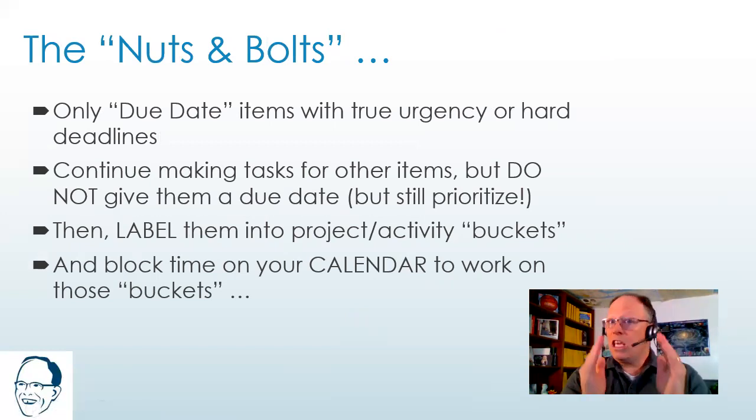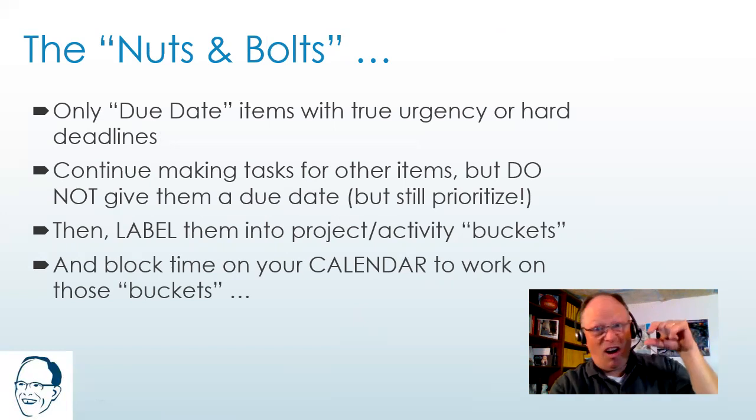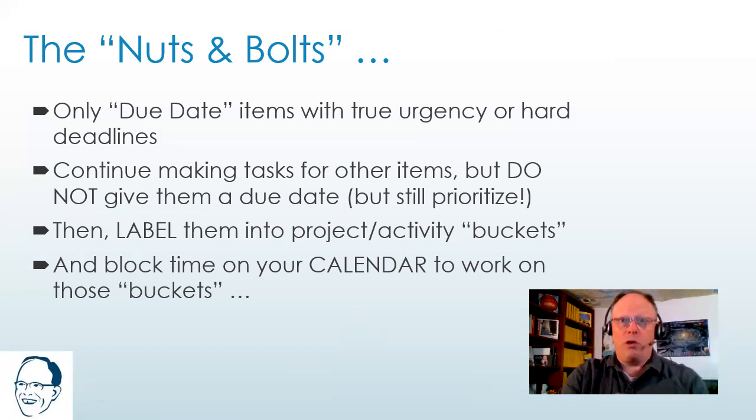First, only give due dates to items on your task list that actually have hard deadlines and true urgency. What? Stop using due dates as much? Just hear me out. You can still make your other items into tasks in both Outlook and Google Tasks. And I'm going to show you this in just a minute. You can still make them into tasks. Don't give them a due date. But if you want, you could still prioritize them.